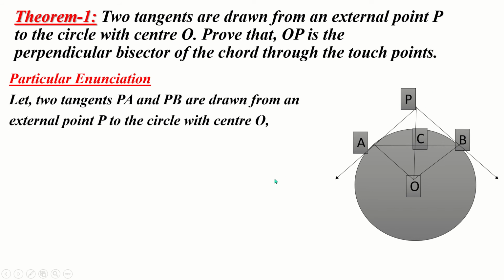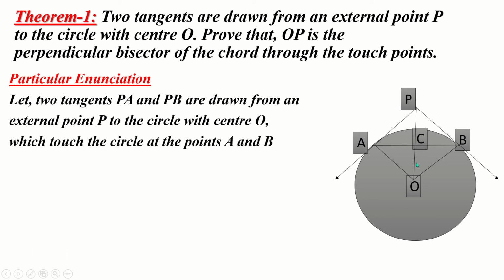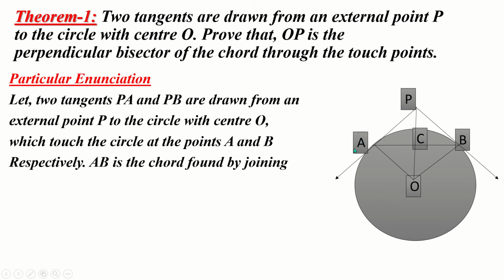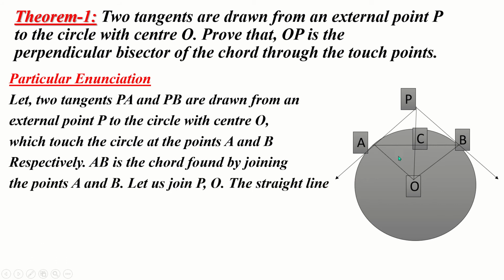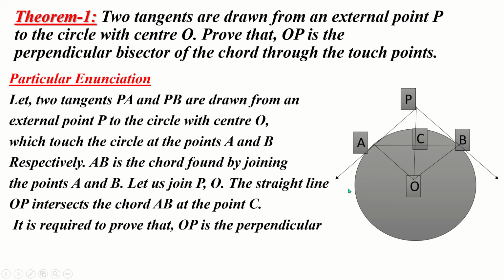with center O, which touch the circle at the points A and B respectively. AB is the chord formed by joining the points A and B. Let us join PO. Okay? The straight line OP intersects AB at C. It is required to prove that OP is the perpendicular bisector of the chord AB.